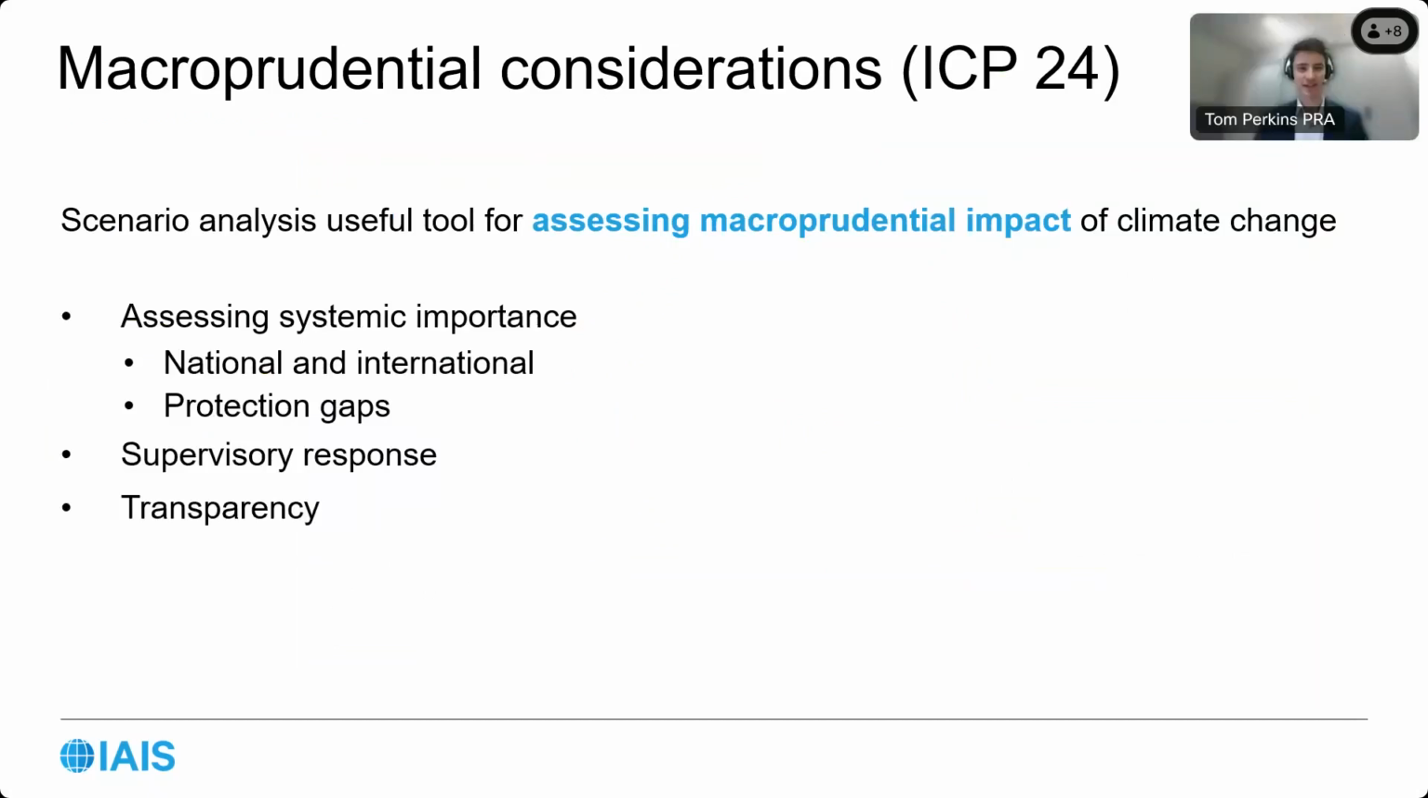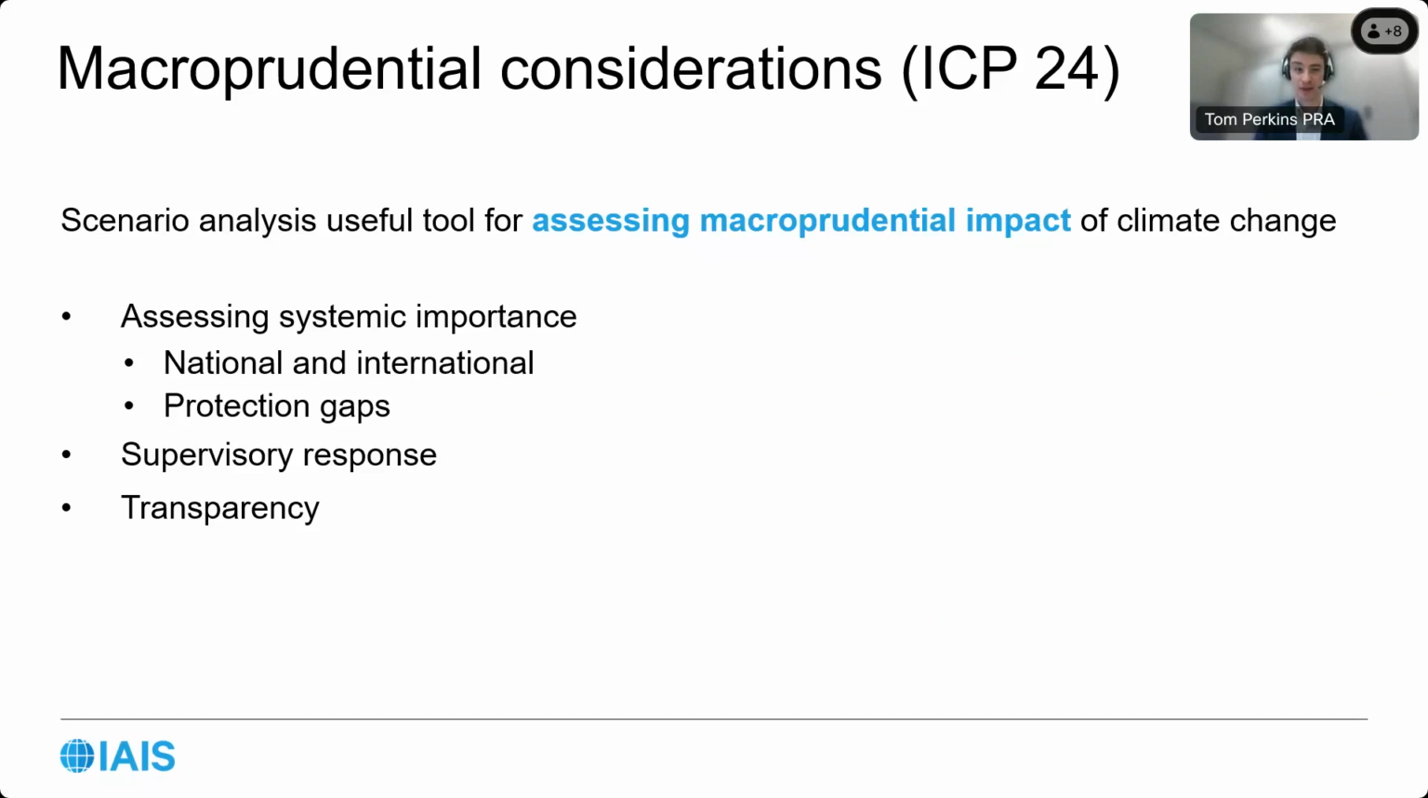Thanks very much, Alex. So, as discussed previously, climate-related scenario analysis needs to be considered in light of the standards set out in ICP 16 and ICP 24 in particular. So, just to go through ICP 24 first as an overview, this covers the idea that the supervisor identifies, monitors, and analyzes market and financial developments and other environmental factors that may impact insurers and the insurance sector. And the supervisors go on to use this information to identify vulnerabilities and address, where necessary, the build-up and transmission of systemic risk.